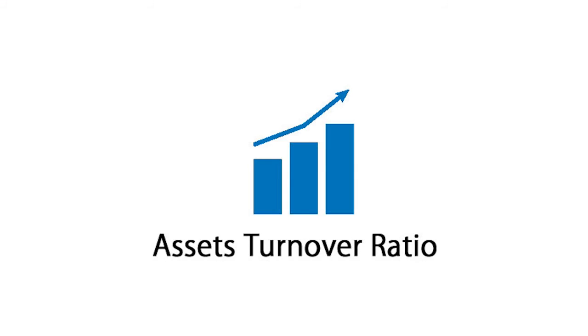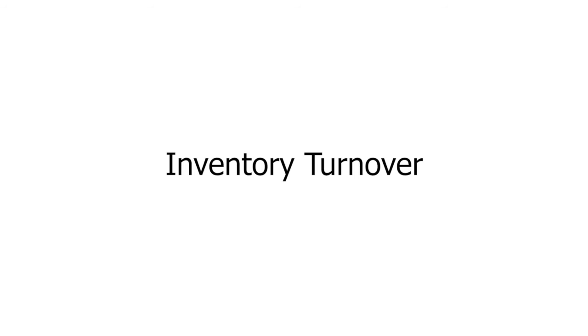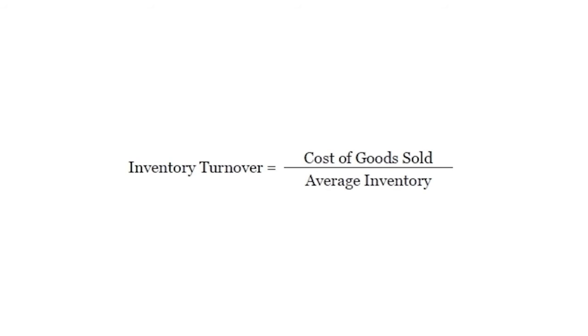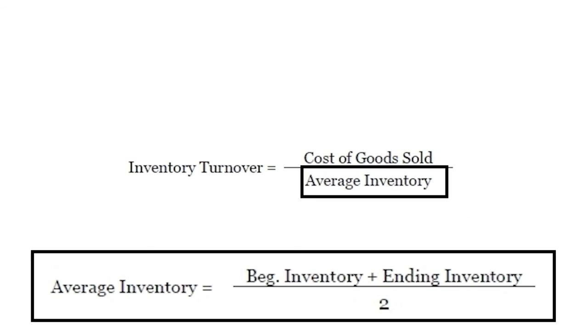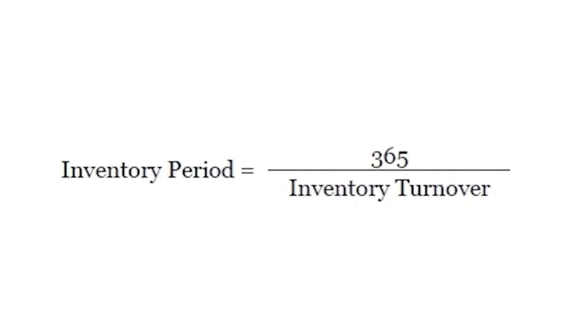Asset turnover ratios show how efficiently a company uses its assets. The two most commonly used turnover ratios are inventory turnover and accounts receivable turnover. The calculation of inventory turnover shows how many times a company's inventory is sold and replaced over the course of a period. The average inventory part of the equation is the average inventory balance over the period, calculated as follows. Inventory period shows how long on average inventory is on hand before it is sold.